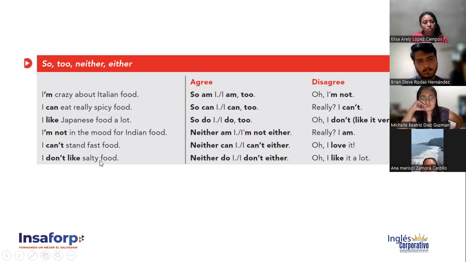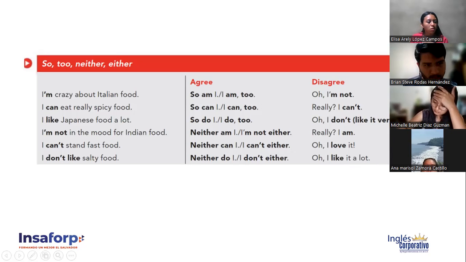I don't like salty food. Neither do I. I don't either. Oh, I like it a lot. Entonces, no sé si tenemos, si comprendemos este punto, la diferencia para decir yo también o yo tampoco.